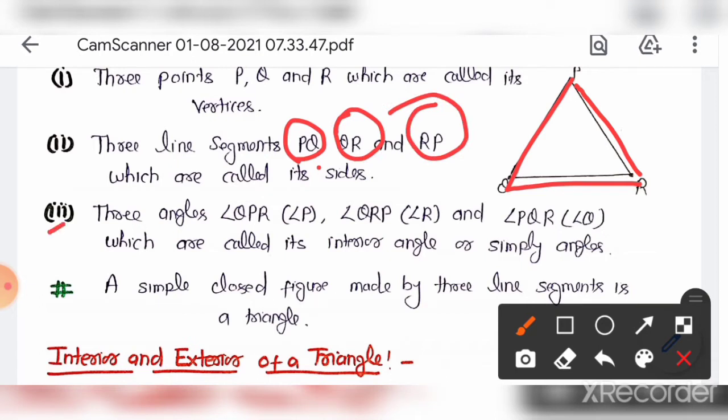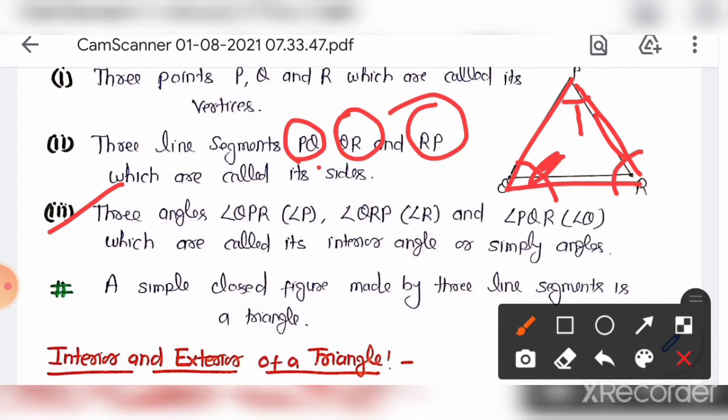The next point is the three angles: angle QPR, angle QRP and angle PQR. These angles, angle P, angle Q and angle R, are called the interior angles of the triangle. All of these are interior angles, not exterior angles.